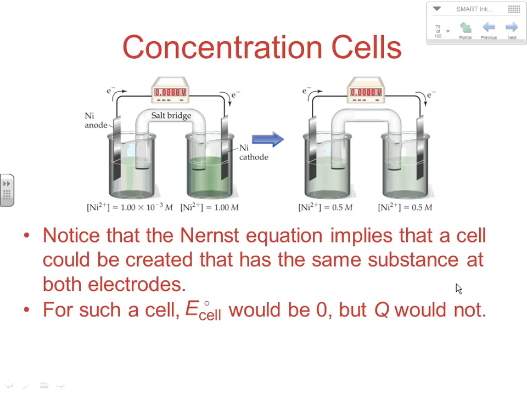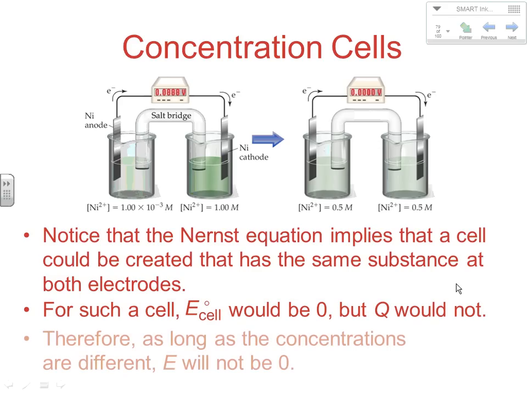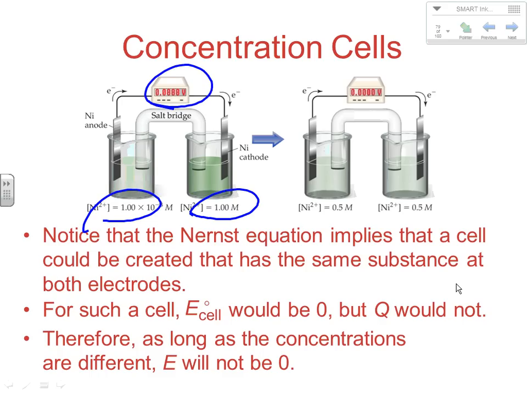For such a cell, E naught of the cell would be 0, but Q would not be 0. And therefore, as long as the concentrations are different, E is not going to be 0. So as you see up top here, in this situation where we have different concentrations between the two sides, even though it's the same reaction on both sides, we're going to get a voltage registering. So we actually created voltage with the exact same chemicals because we have a difference in concentrations on the two sides. And that's known as a concentration cell.